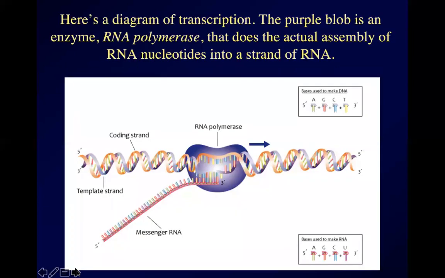So that's a diagram of what it looks like. That purple blob in the middle is a model of an enzyme called RNA polymerase. That's what's doing the actual work of unzipping the DNA strand and moving RNA nucleotides into position. That's the little machine that is doing that. And you can see the DNA strand is unzipped right where the RNA polymerase is touching it.